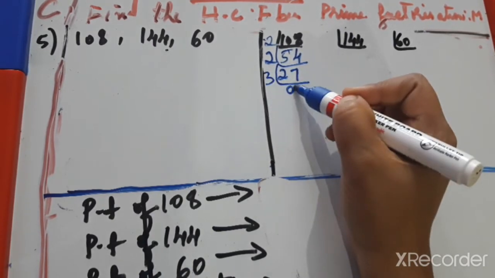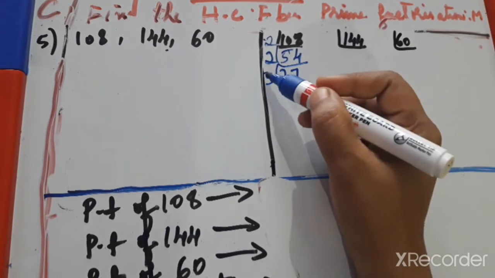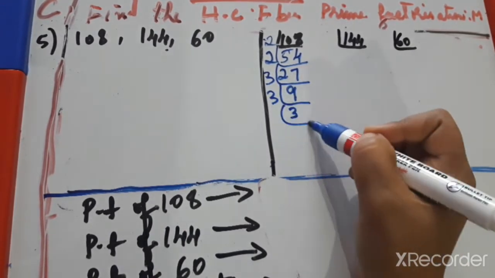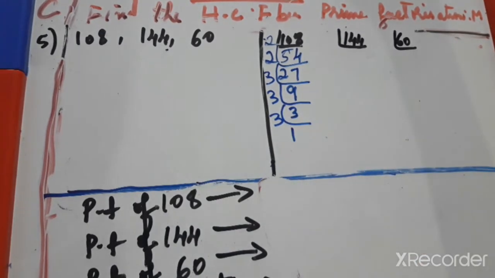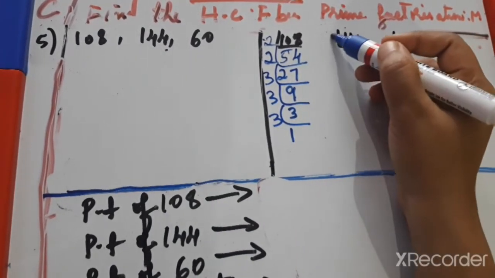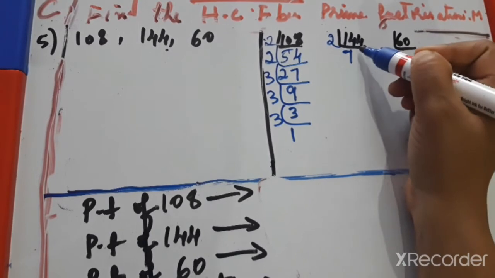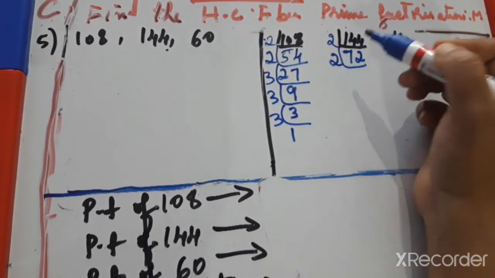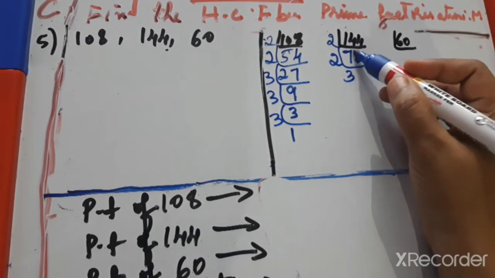3 nines are 27. We can't use the 9 table here, because 9 is not a prime number; 3 threes are 9. Again 3 ones are 3. For 144, the last number is even, so it multiplies with 2: 2 ones are 2, 2 sevens are 14, 2 twos are 4. Again the last number is even, so multiply with 2: 2 ones are 2, 2 threes are 6, 1 carry, 2 sixes are 12.